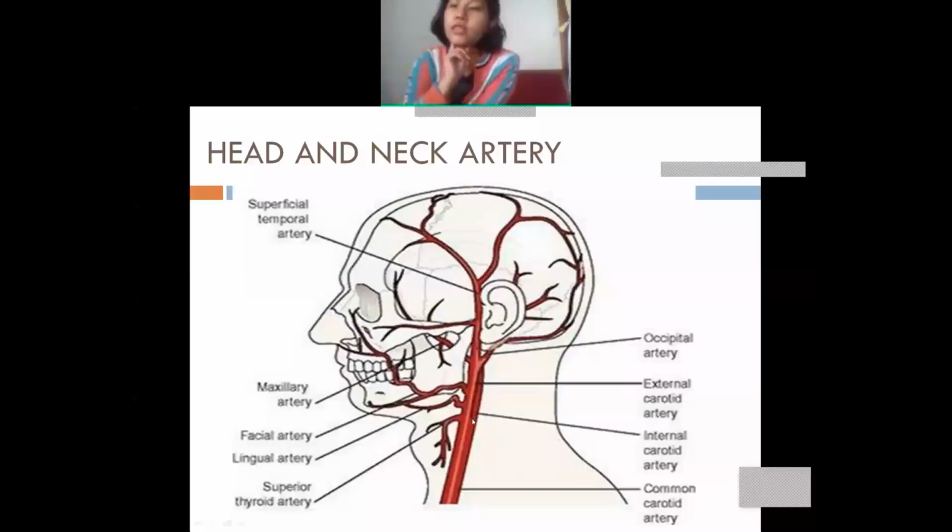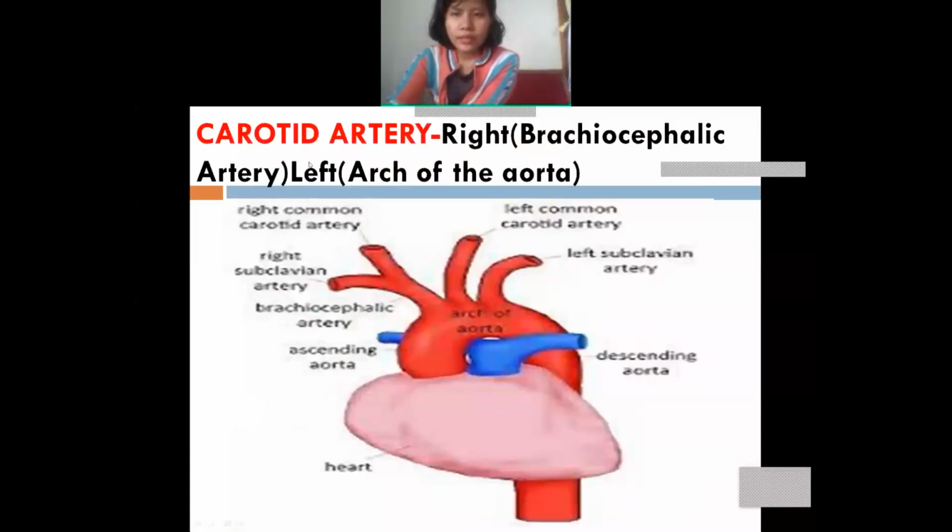So first, let us start with the carotid artery. You will find the carotid artery just here in this area, down in your neck portion. So let us discuss the carotid artery first. So this is the carotid artery.